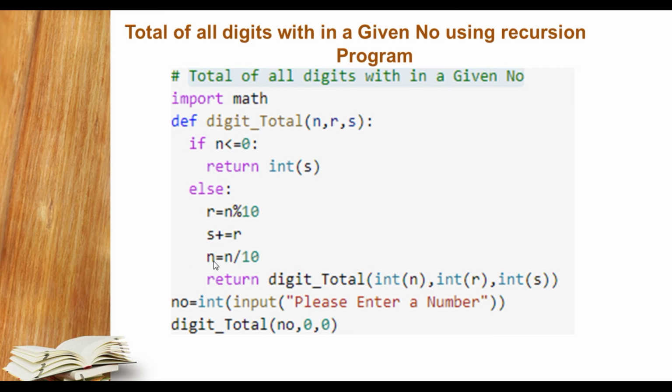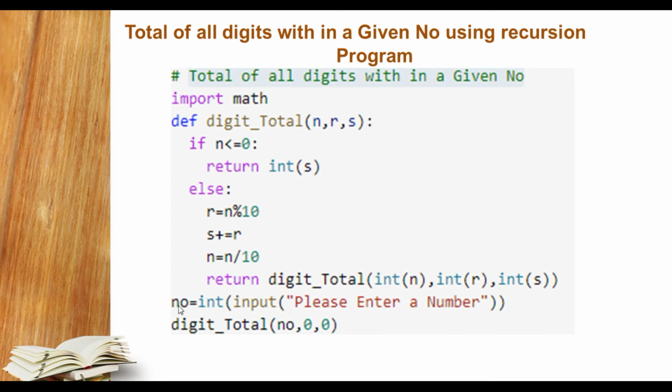So here we are also going to decrease the particular n, otherwise it will run infinitely, because the base condition is based on n. So we have done one thing, so n equals to n divided by 10. So here 1 2 3 is n, divide by 10, so here n will be 12. But we have to pass this value in the form of integer, so that's why I have typecast them, that is where we have passed n as integer, r as integer, s as integer.